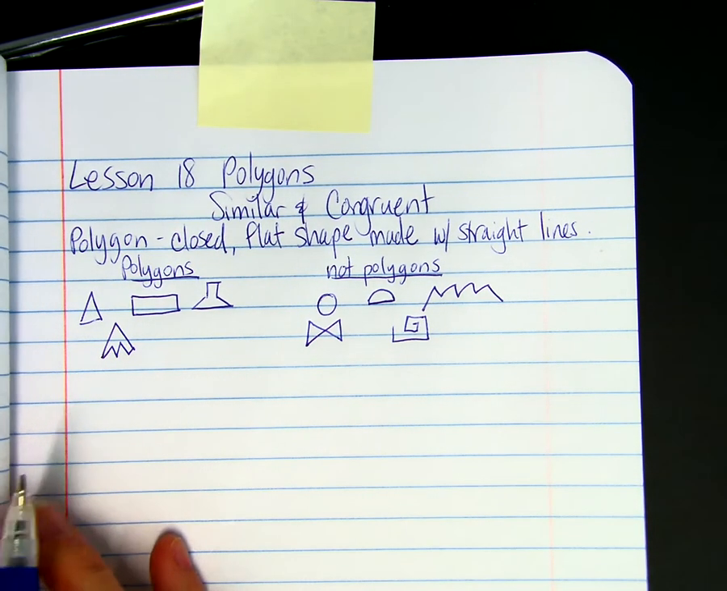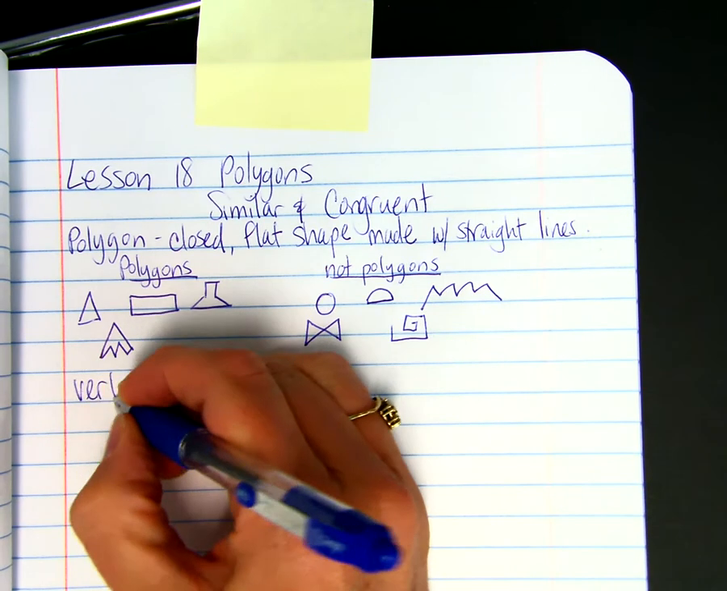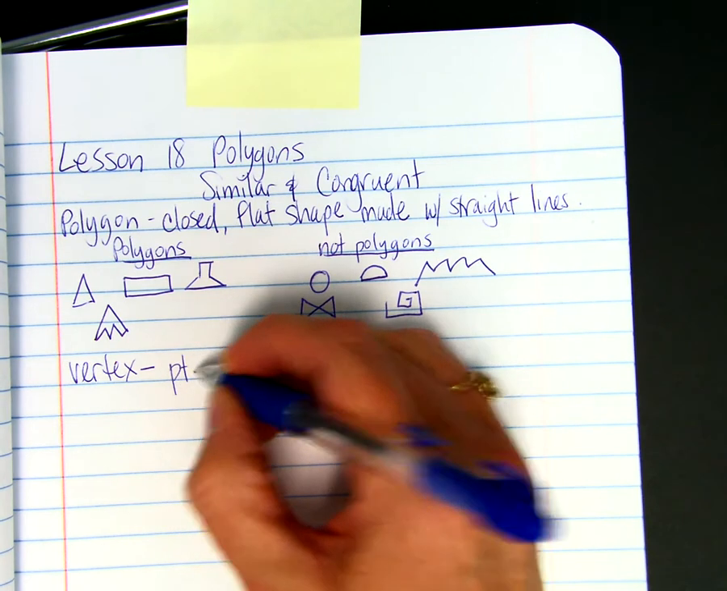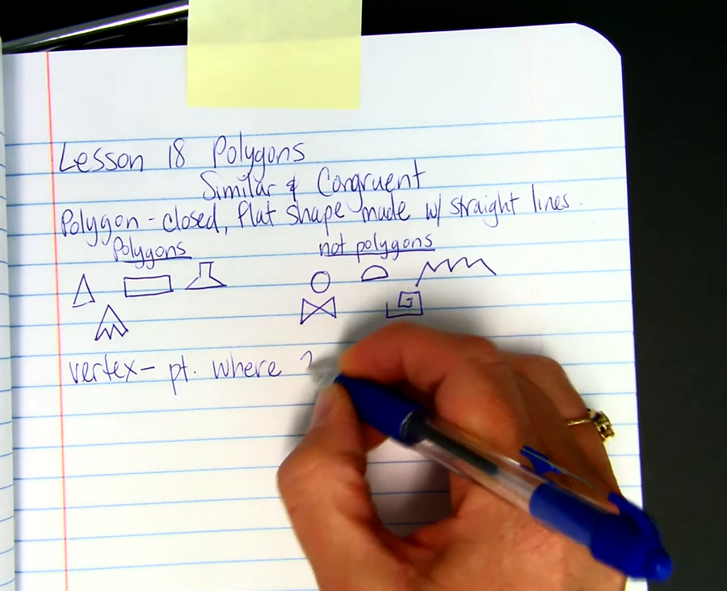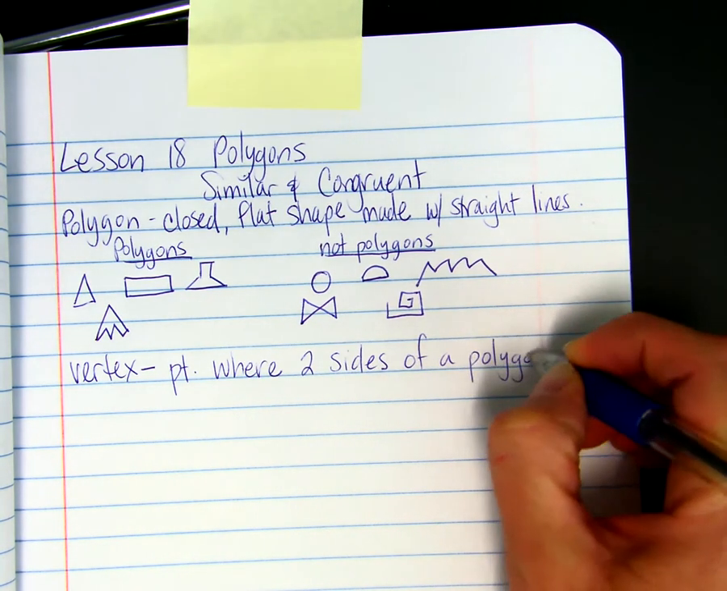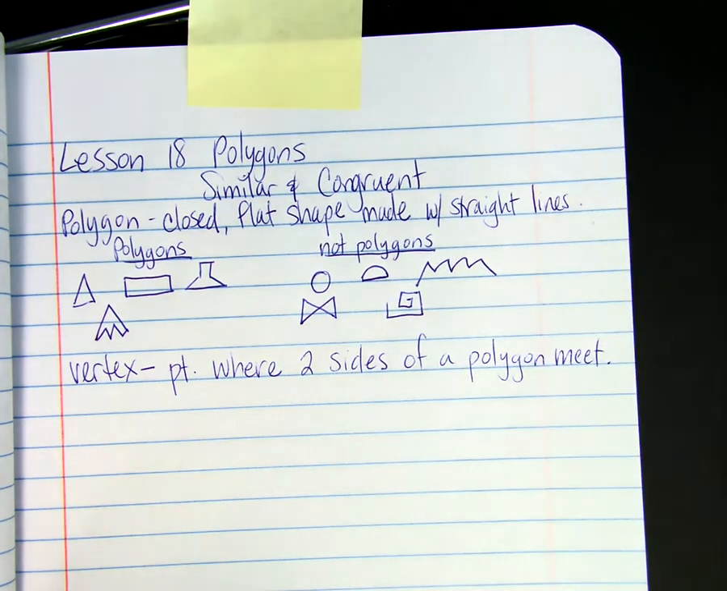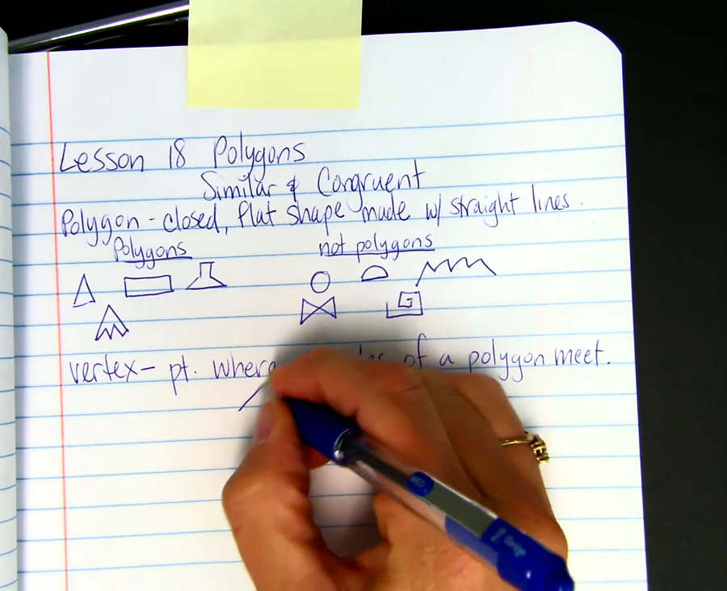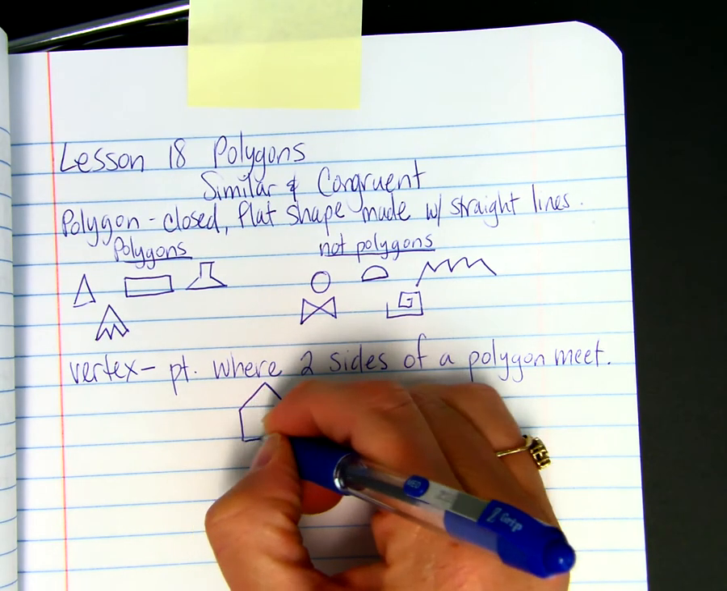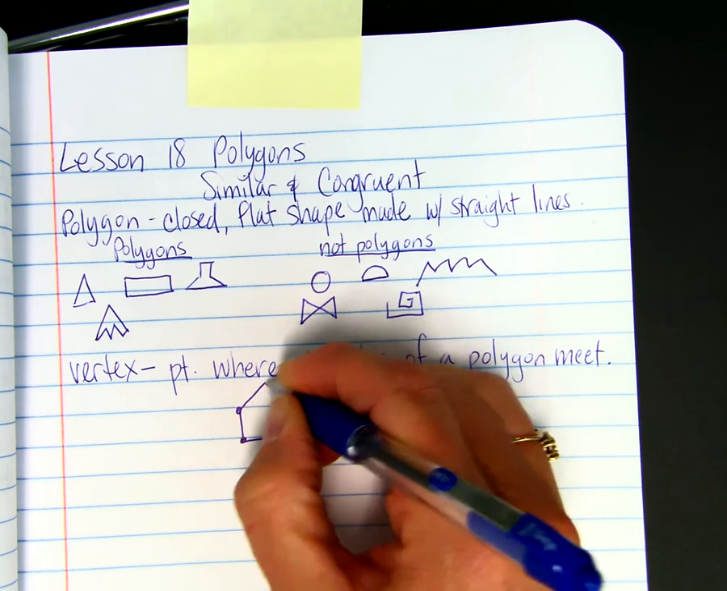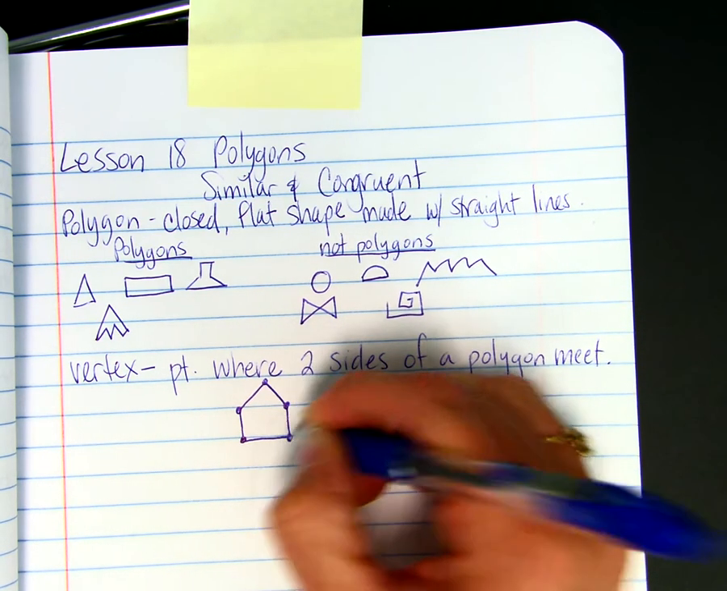So the vertex is a point where two sides of a polygon meet. So if we draw a little pentagon, where these two sides meet, it's like a little corner, that's called the vertex.